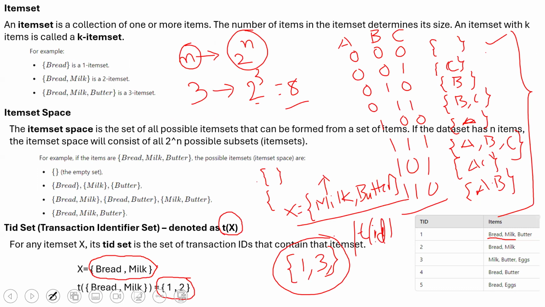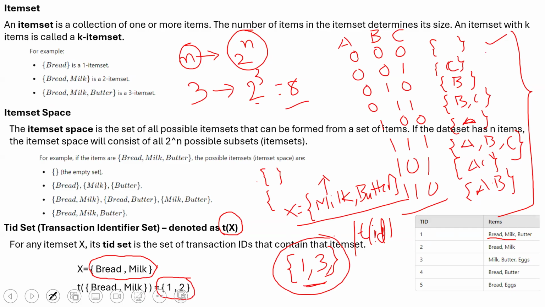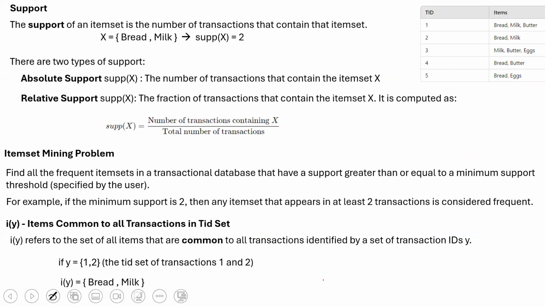Here we are just capturing all the transaction IDs when you say transaction ID set. But what support basically means is the total number of transactions in which that particular item set has happened. So it is the length of the set, or the cardinality of that set.